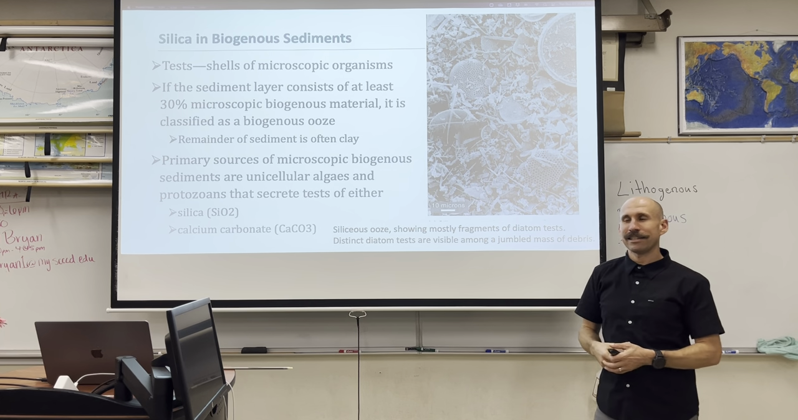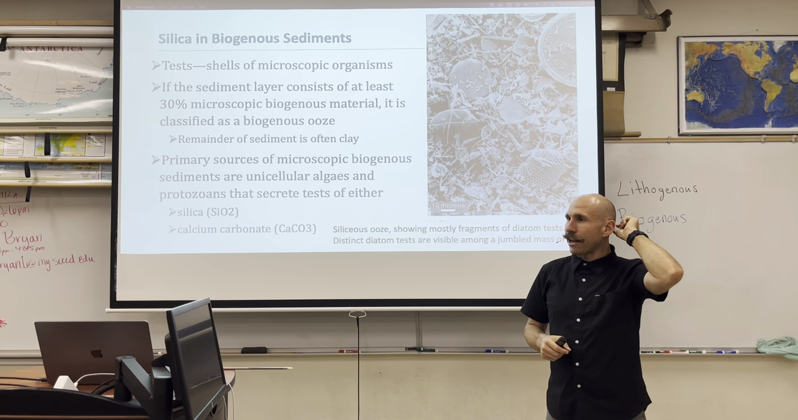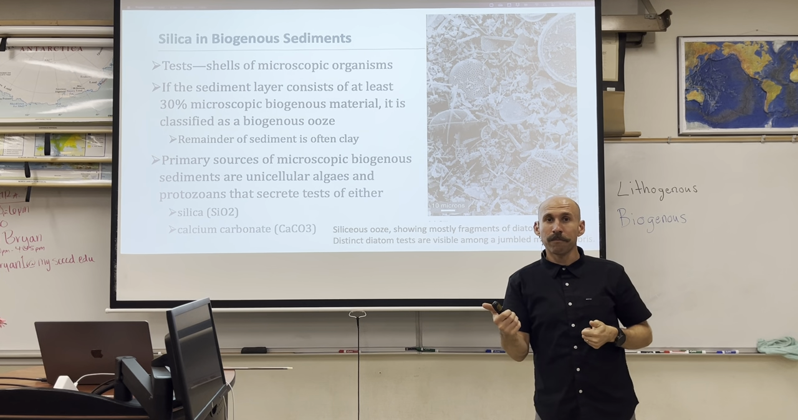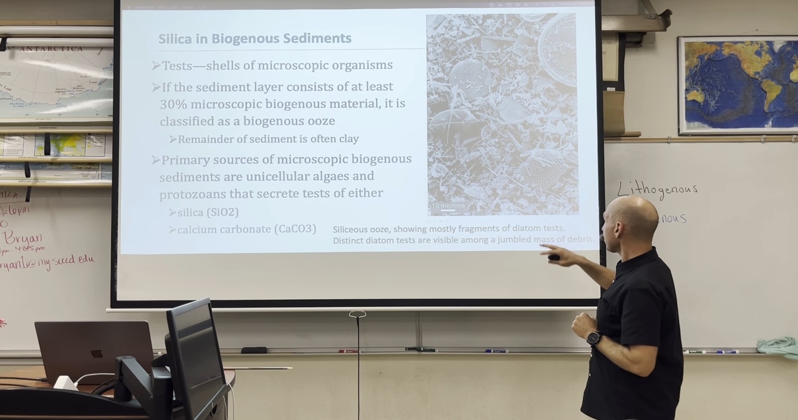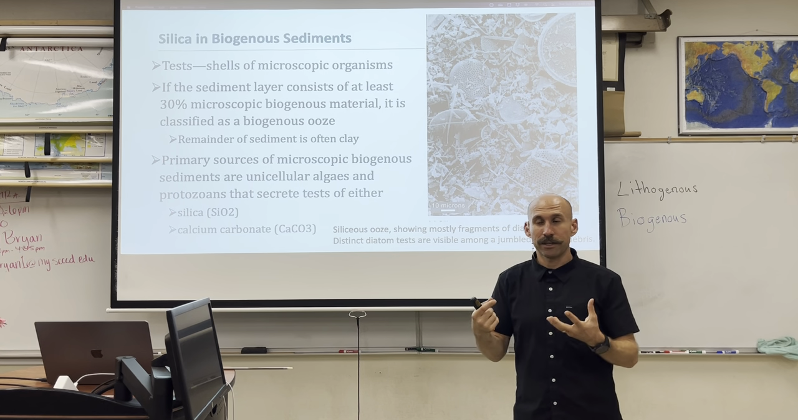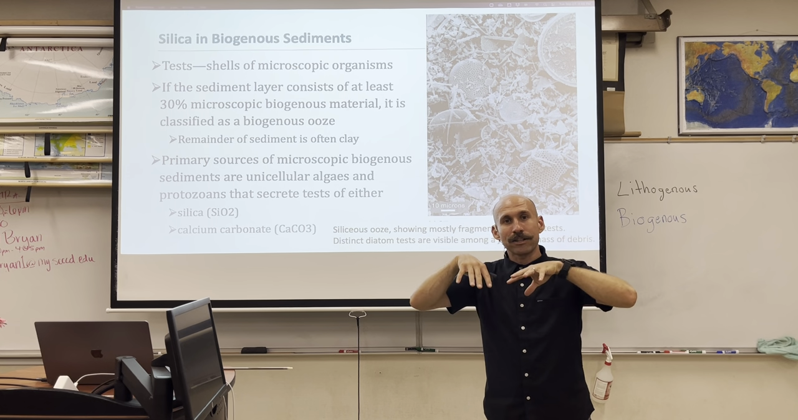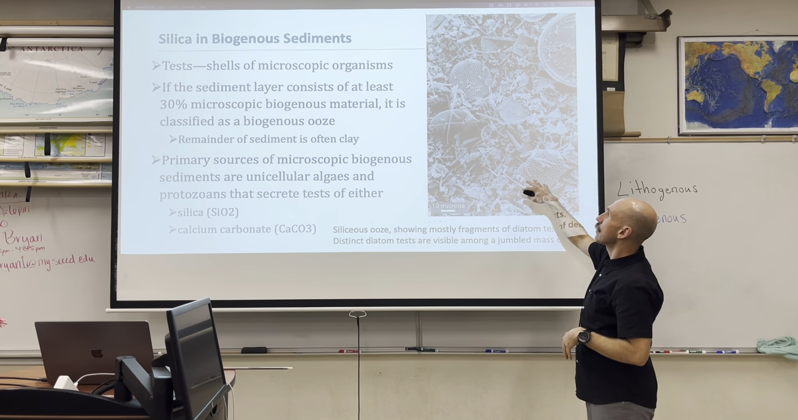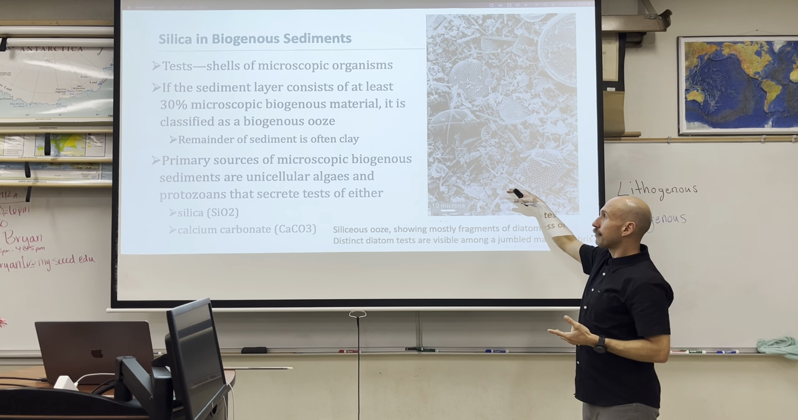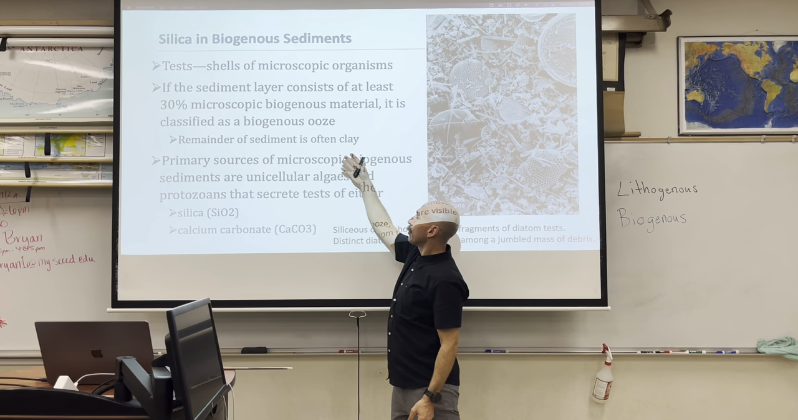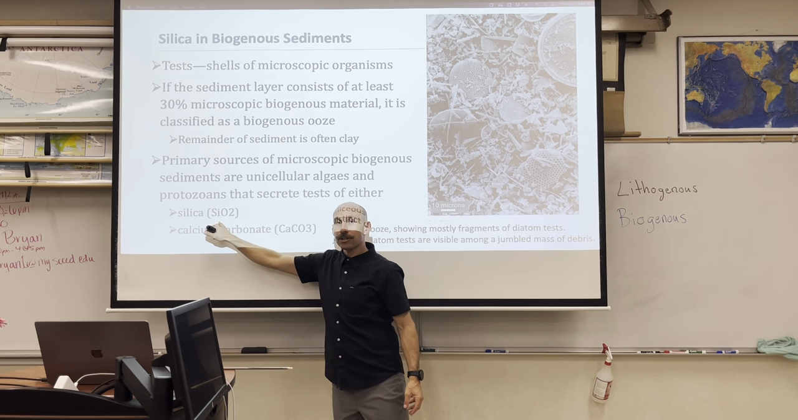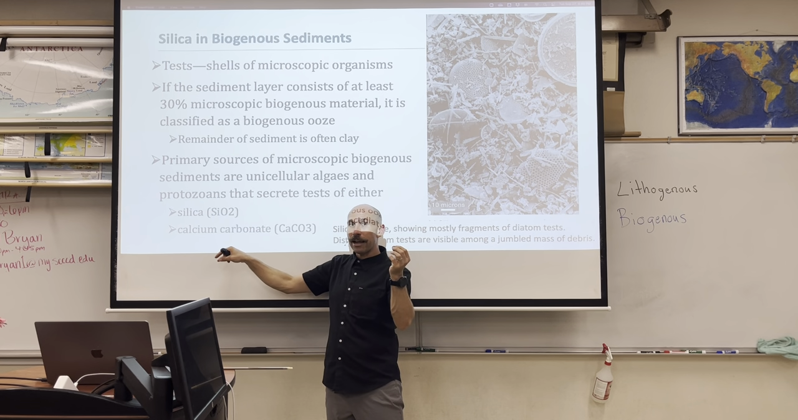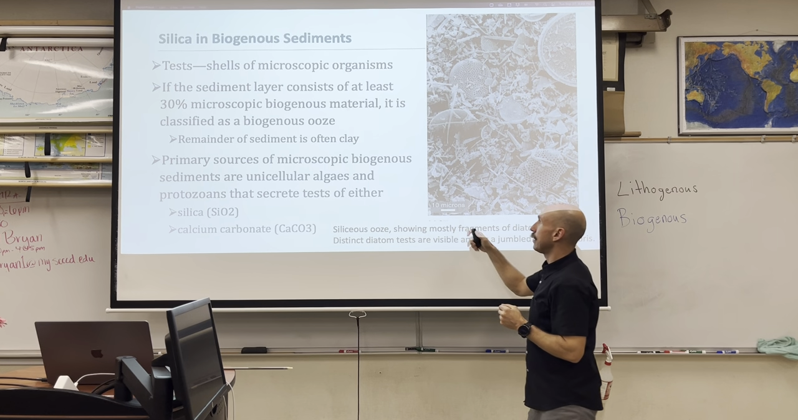So this is phytoplankton. This is microscopic algae and microscopic organisms that eat the microscopic algae, the phytoplankton, the zooplankton. Lots of this to come in primary productivity. But all of this stuff reproduces. And then when it dies, it rains down. And when an accumulation of 30% or more of the remains of these organisms, these tests, builds up, we get what's called a biogenous ooze. It's a siliceous ooze if the organisms create silica tests, and it's a calcareous ooze if the organisms create calcium carbonate tests.